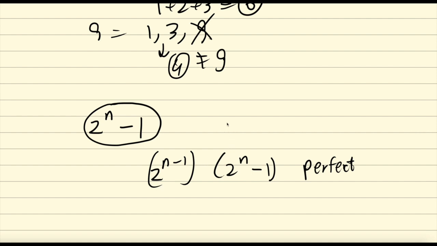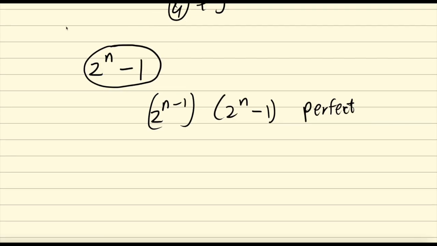So how do you prove this? You need to find out all the factors of this, right? And there's a simple way to do this. You know 2 to the power n minus 1 is a prime number.